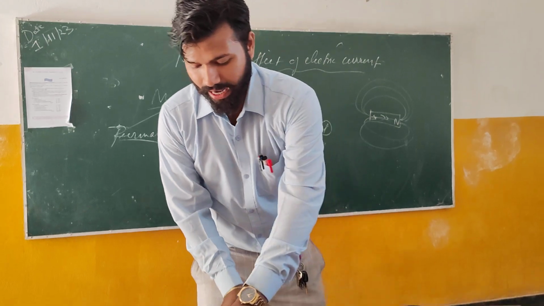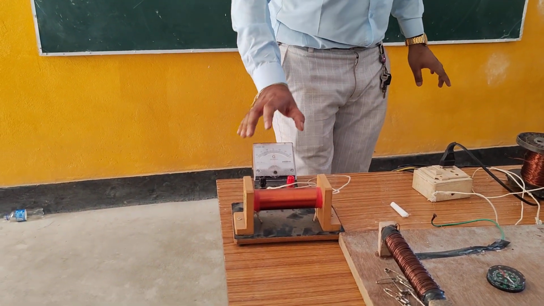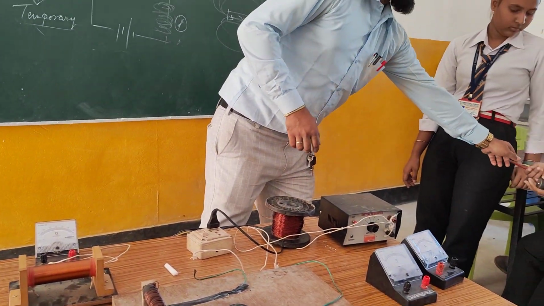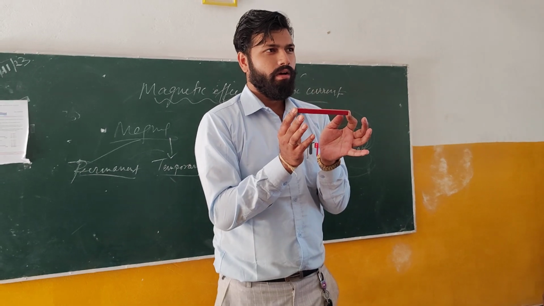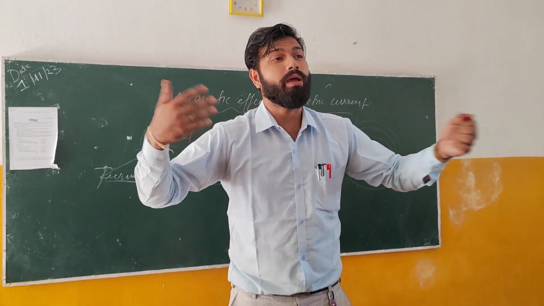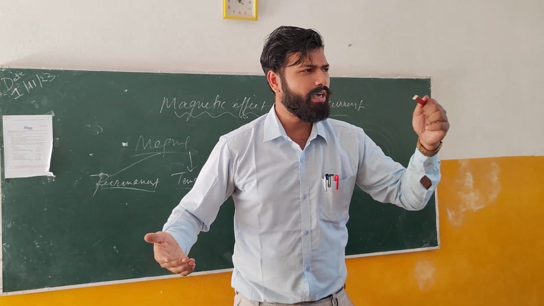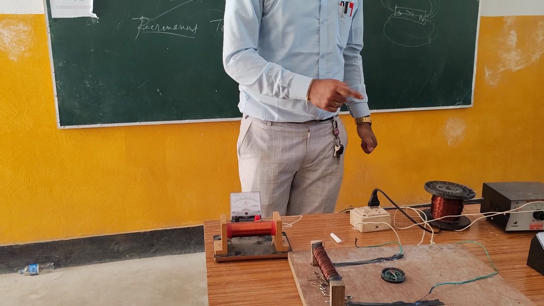Now look here, guys. We have taken a solenoid, a galvanometer, and a bar magnet. The strength is not so much. It's a very weak magnet. If you use a powerful magnet, definitely you can produce more current. But we have a very weak magnet. Even then I will try to show the presence of current.